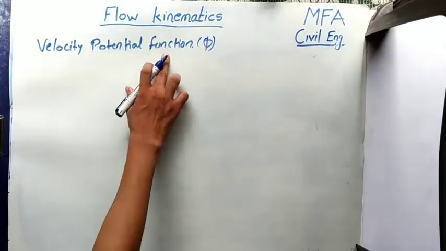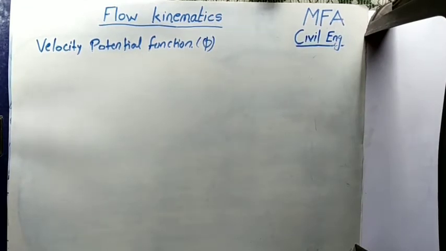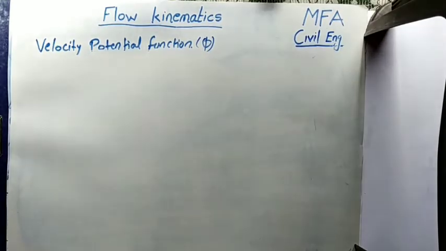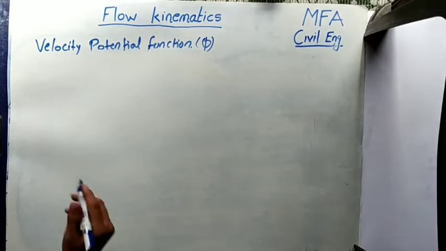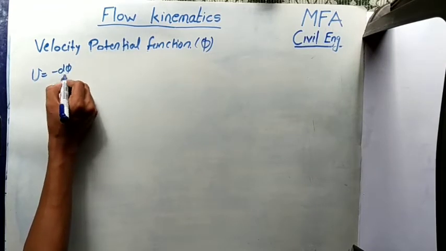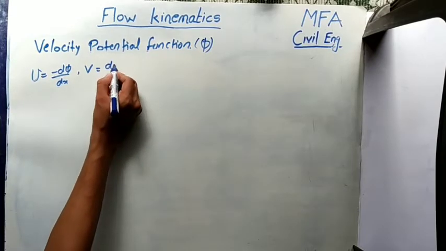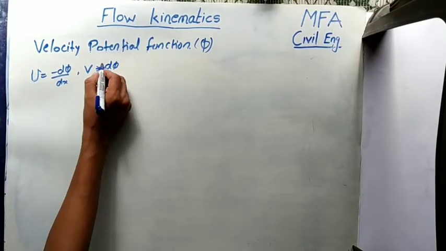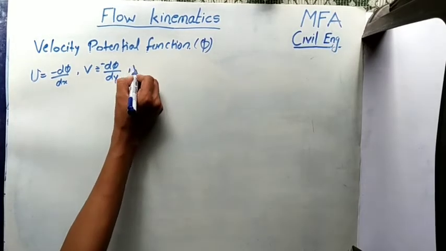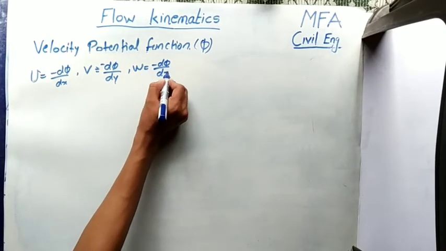Now, velocity potential function. It is a function of space and time such that the negative derivative of the potential function with respect to any direction gives the value of the velocity of the fluid in that direction. It is represented by the symbol phi. The velocity component in any direction for a steady fluid is given as: the velocity in the x direction, u, is equal to minus d phi by dx. Similarly, v, the velocity component in the y direction, is minus d phi by dy. Similarly, the velocity component in the z direction, w, is minus d phi by dz.